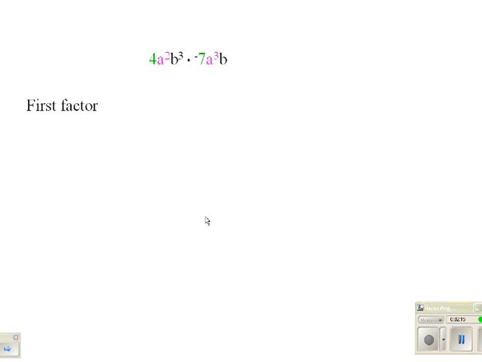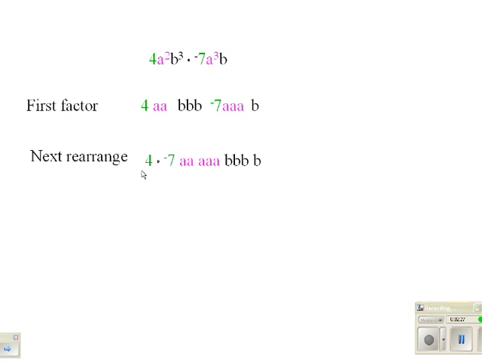So again, I have them factor, rearrange. Don't lose those negative signs. Those are important. An odd number of negatives makes this negative. An even number of negatives, they cancel themselves out. It becomes positive.